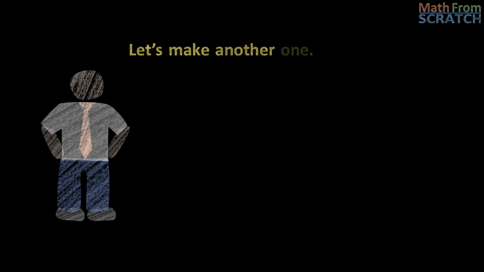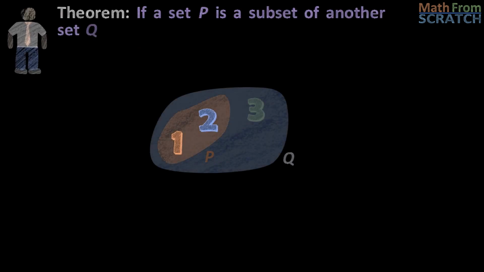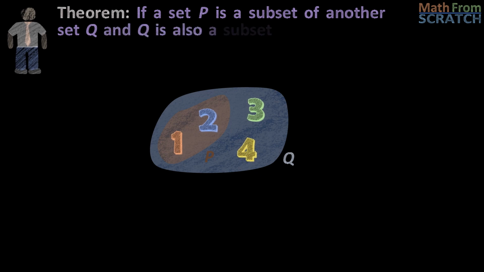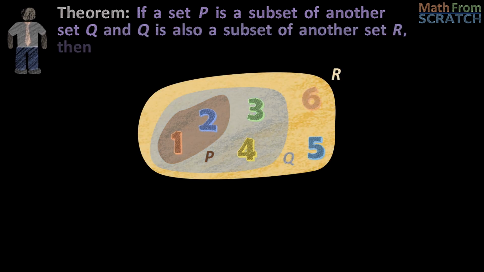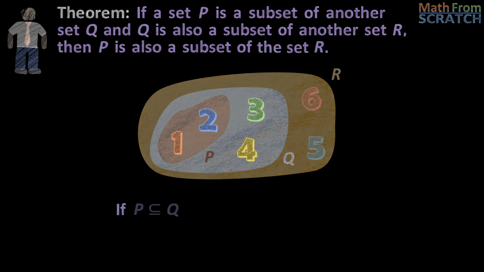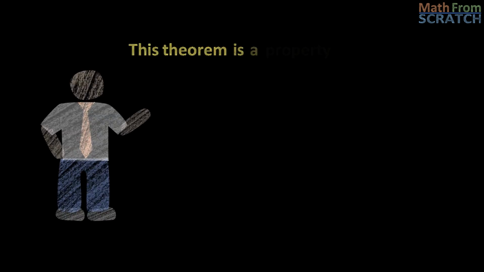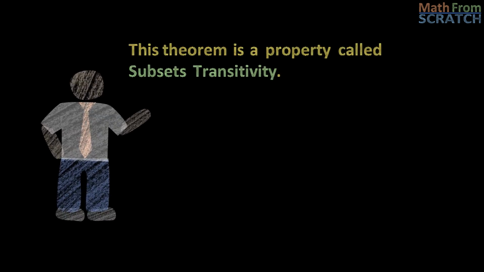Let's make another one. If a set P is a subset of another set Q, and Q is also a subset of another set, R, then P is also a subset of the set R. Symbolically, we have, if P is a subset of Q, and Q is a subset of R, then P is a subset of R. This theorem is a property called subsets transitivity.